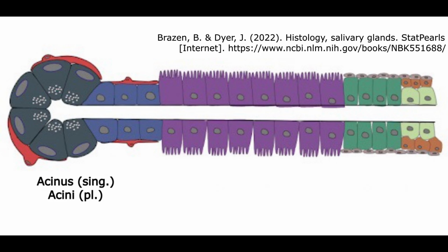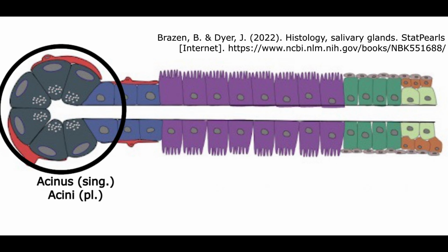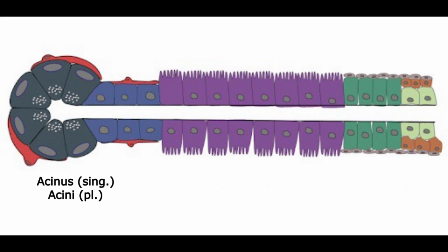Now we will talk about the acini. Acini are epithelial cells that produce saliva. They consist of secretory cells arranged in a roughly spherical configuration around the central lumen or cavity. And there are 2 main types, serous acini and mucous acini, which will be discussed later in this video.